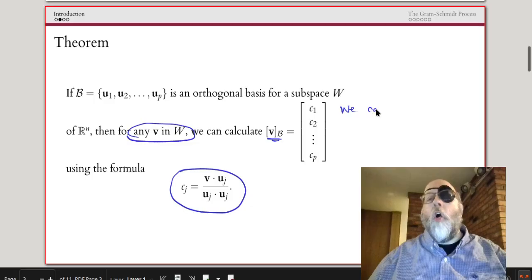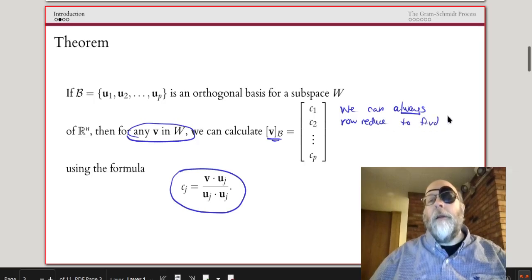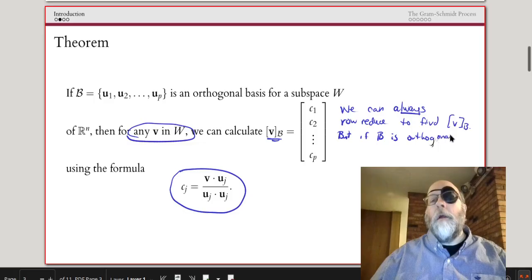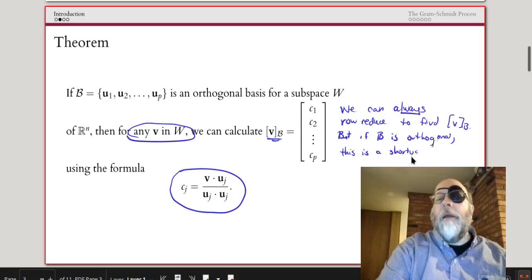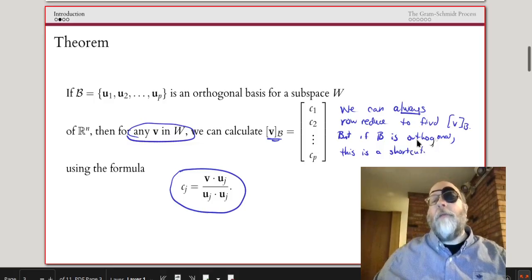We can always row reduce to find the alternate coordinates. But if my basis is orthogonal, then this is a shortcut. But I can only use this shortcut for an orthogonal basis.